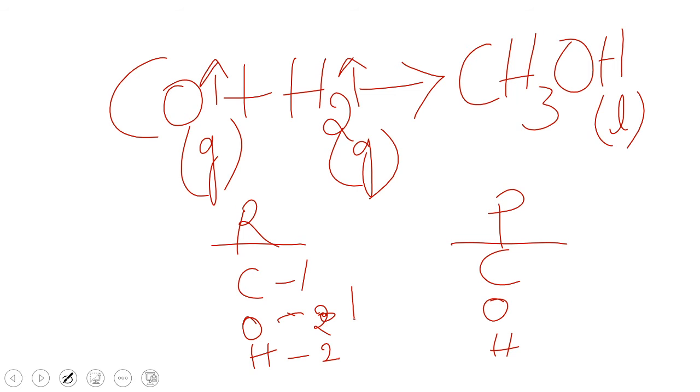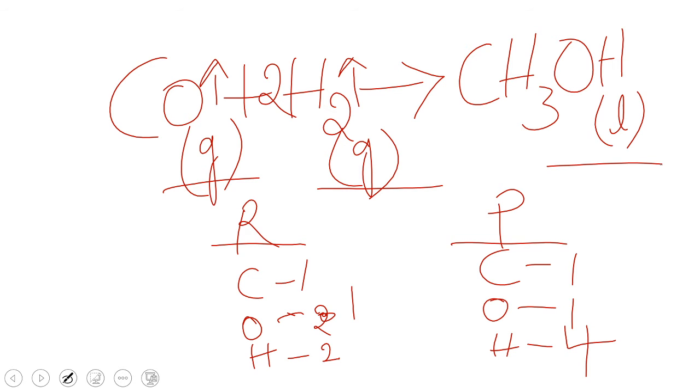And hydrogens here 2 are there. And here carbon 1, oxygen again 1, but hydrogens are 4. Right. It's 3 plus 1, 4. So here only 2 hydrogens are there. So we have to balance the equation. So I will write 2 here. So 2 twos are 4. Now the equation got balanced and we have written the physical states of the reactants and products. So that makes the chemical equation more informative, right?